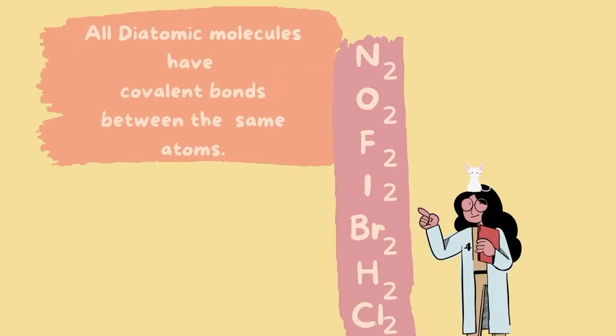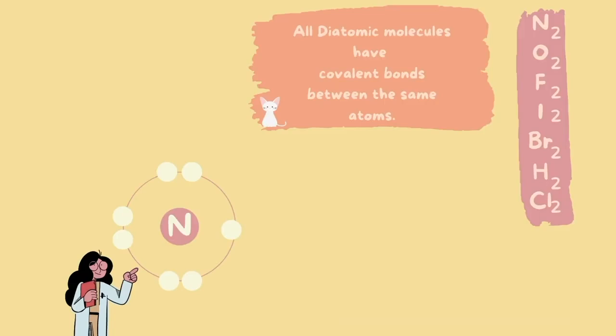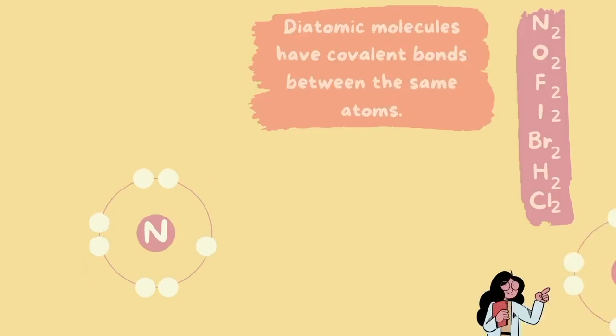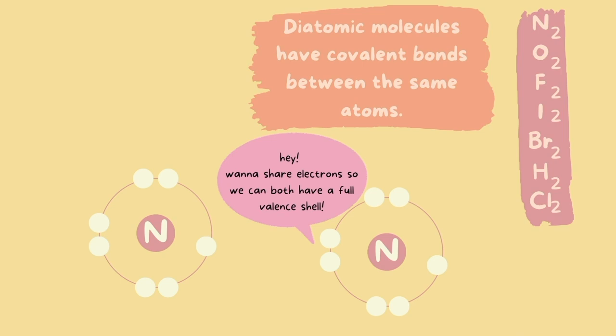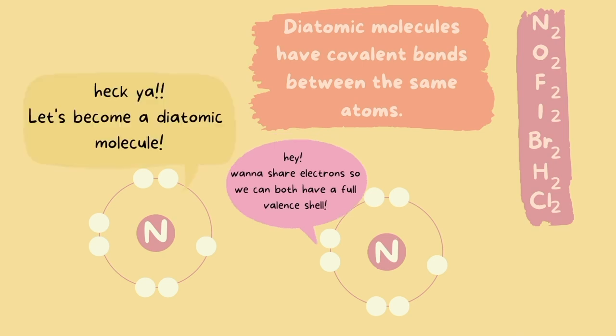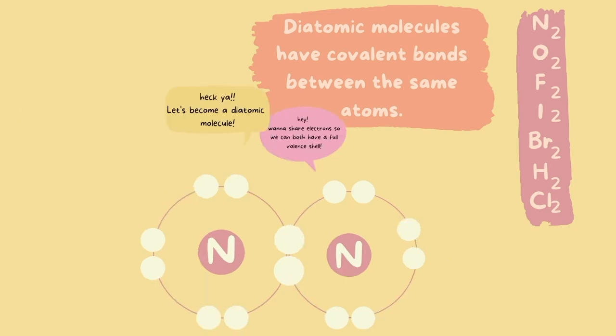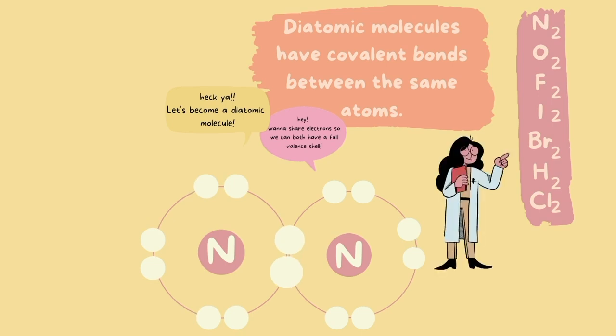For example, here we have nitrogen, and let's just say another nitrogen comes along, and that nitrogen says, hey, want to get together so we both have a full valence shell? Heck yeah, let's get together and become diatomic molecules. So they come together, they become diatomic molecules, and the both of them live happily ever after. All of these diatomic molecules are going to look very similar to this nitrogen. They're going to form a bond that is covalent between them.